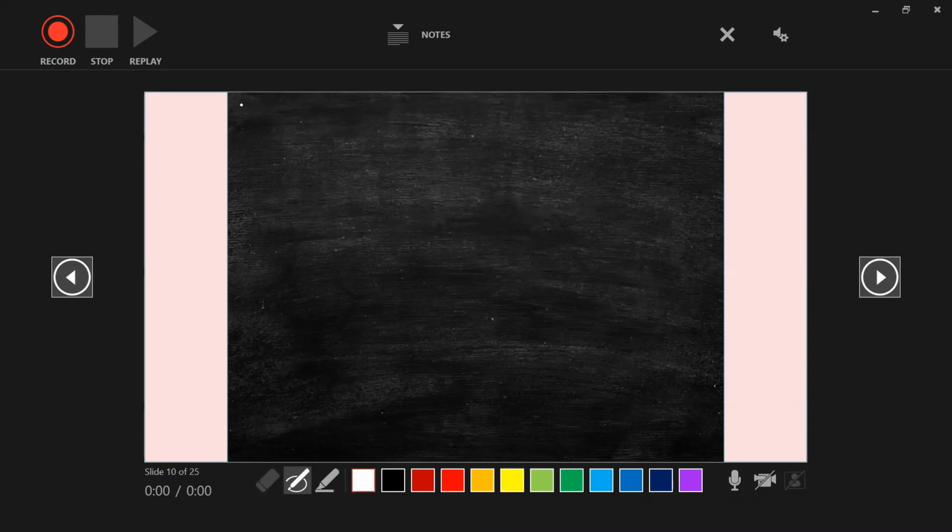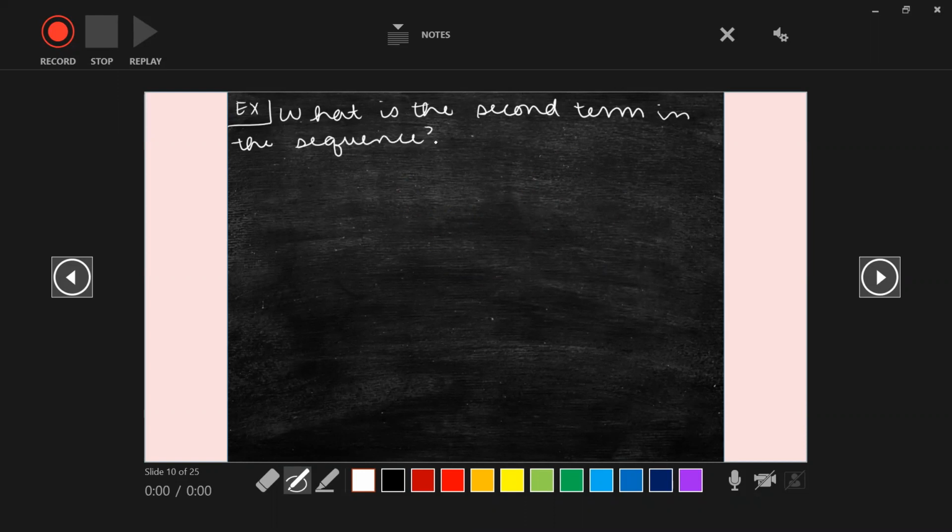So our next example is going to be, what is the second term in the sequence? And you're given the sequence 21, blank, 63.